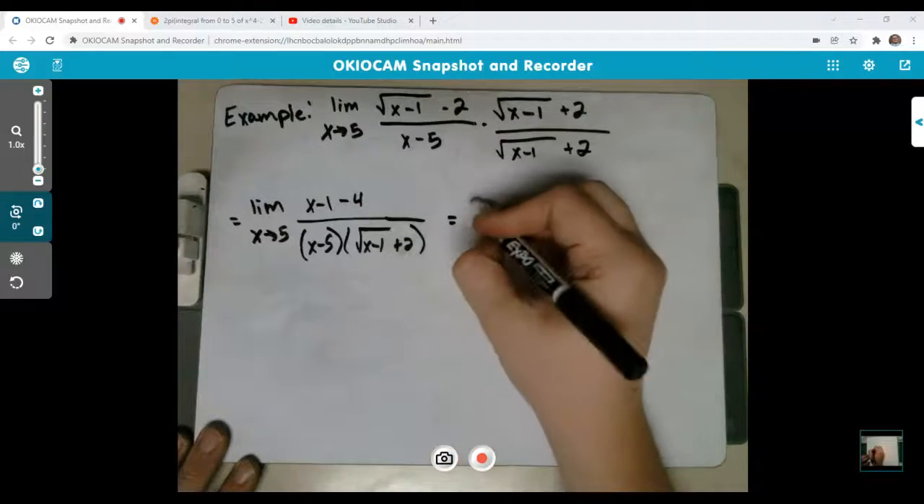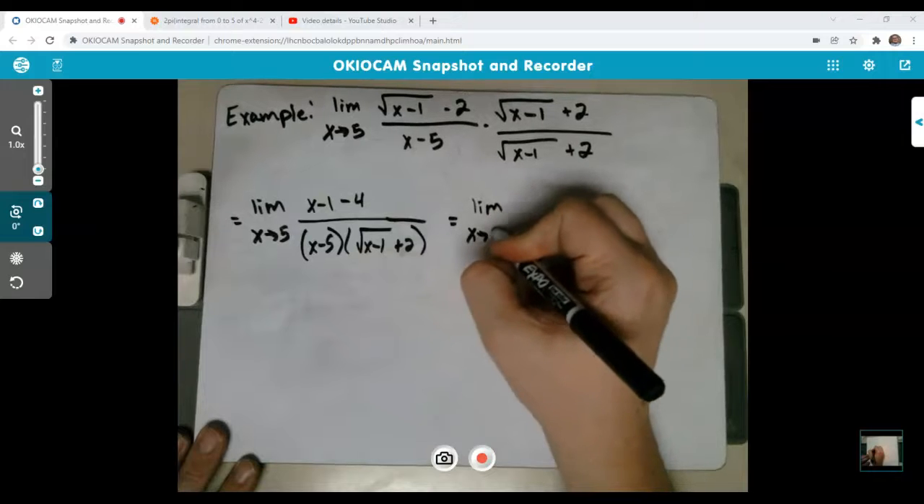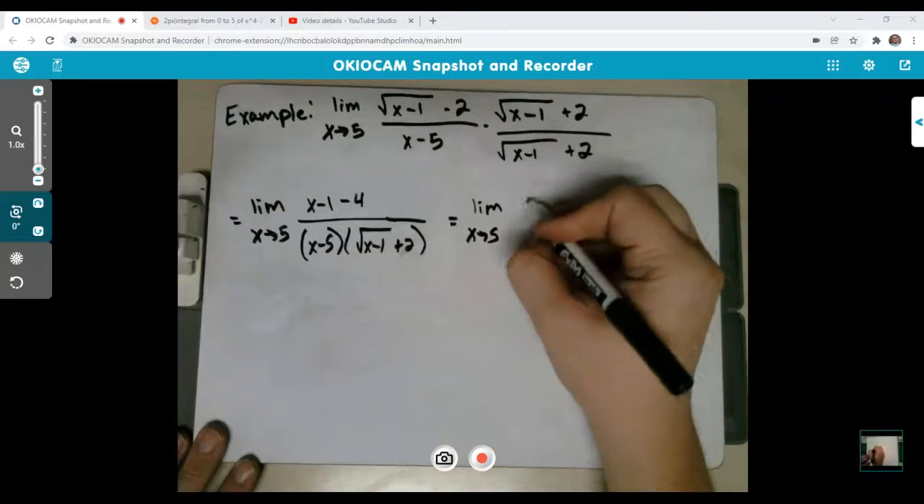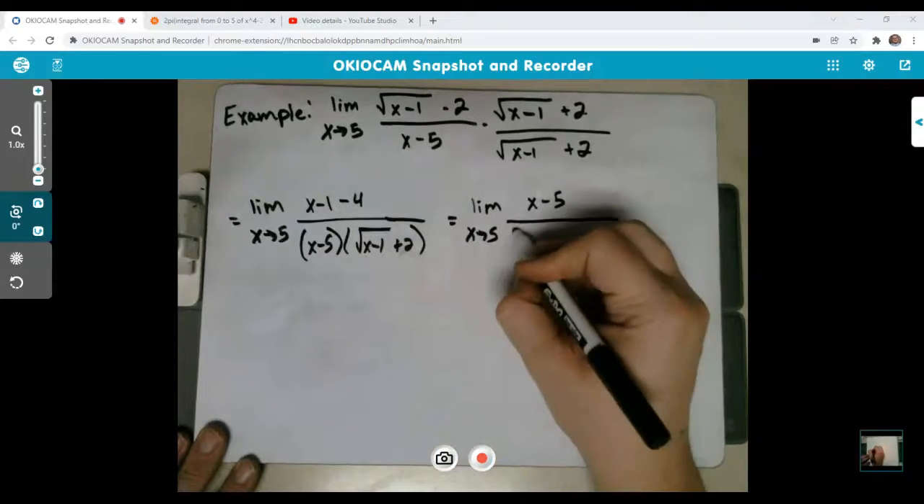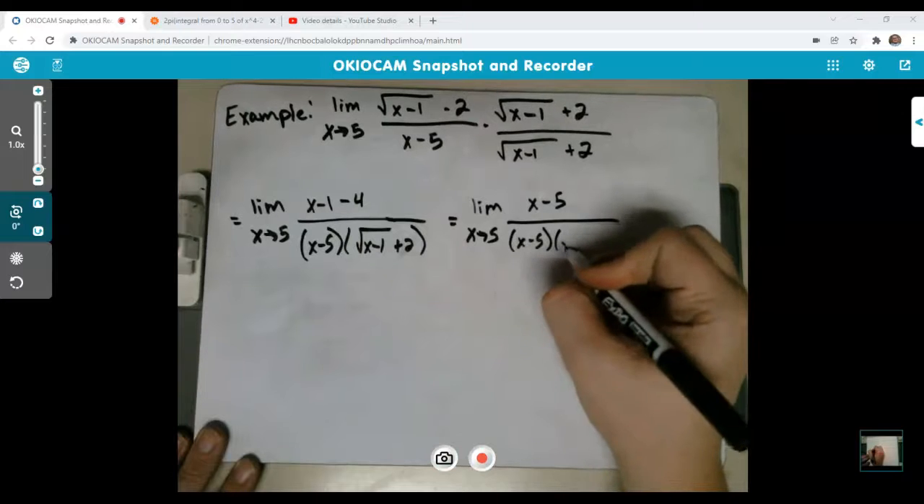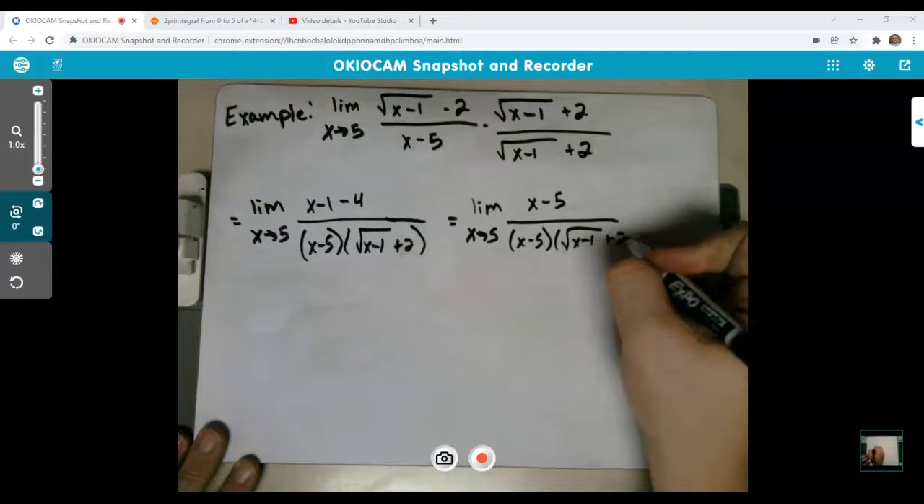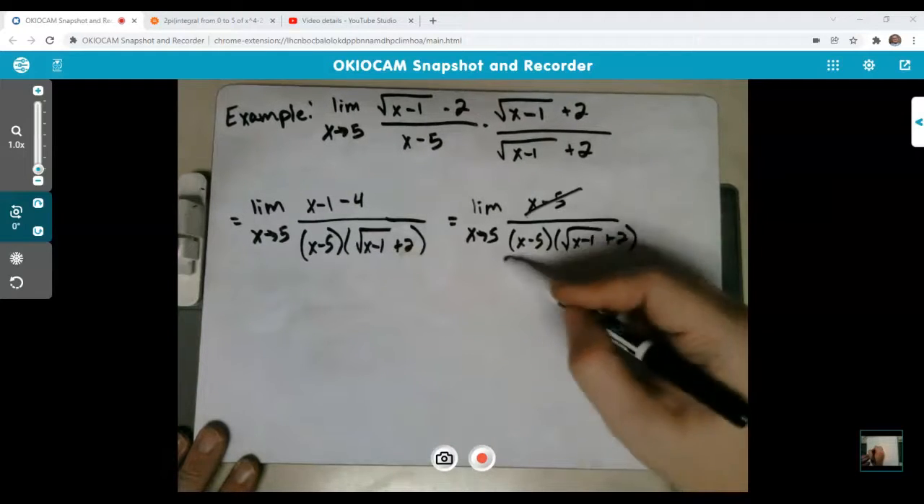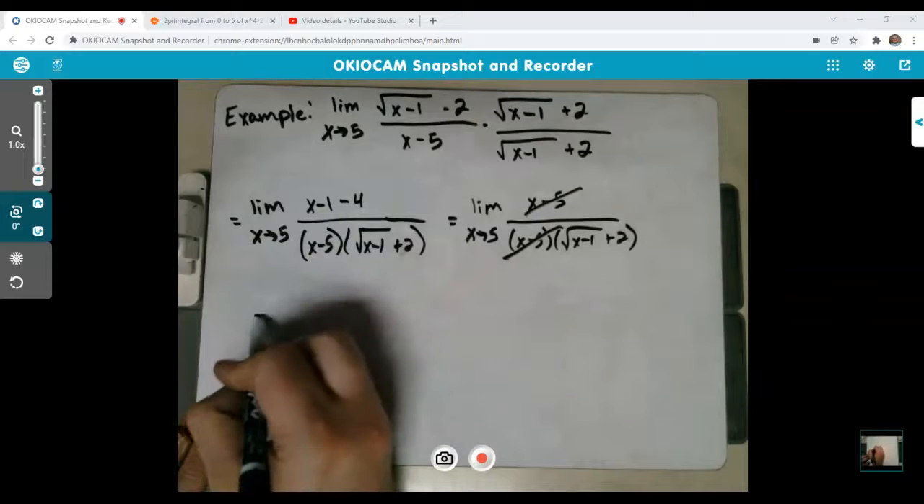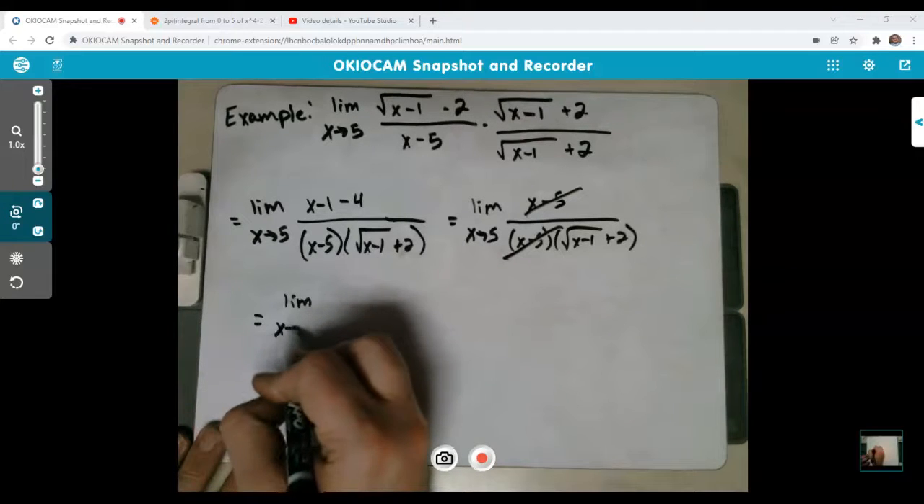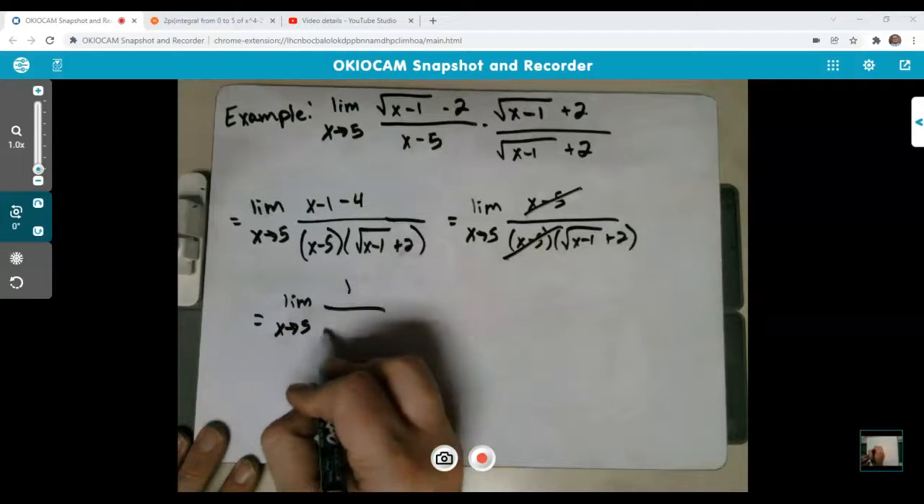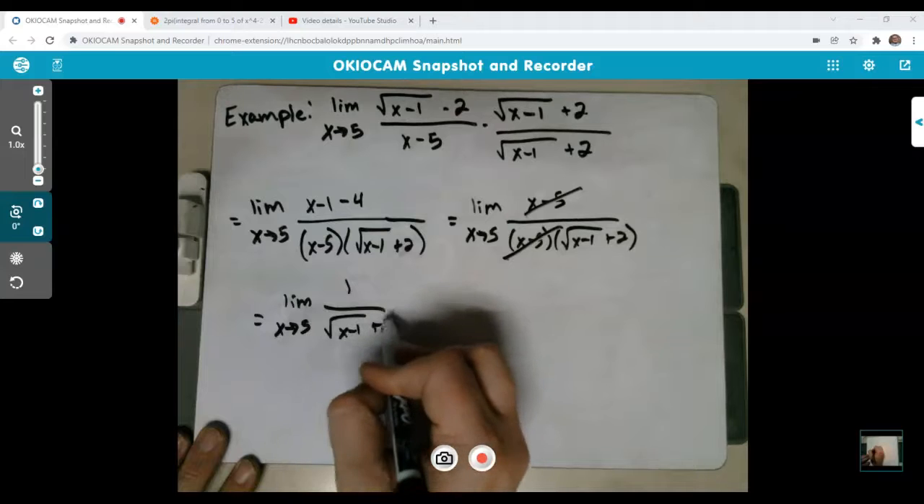On top, that becomes negative 1 minus 4 is negative 5, so x minus 5 times x minus 5 times the square root of x minus 1 plus 2. These cancel out. And so now I end up with just the limit as x approaches 5 of 1 over square root of x minus 1 plus 2.